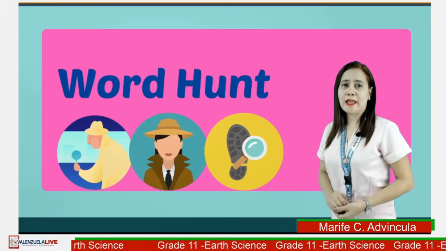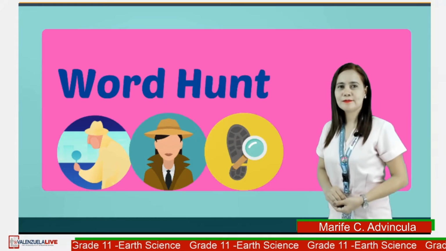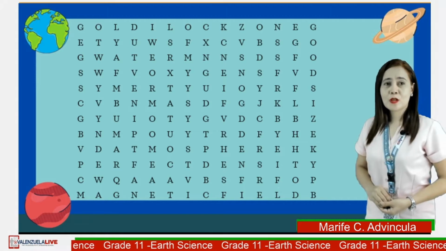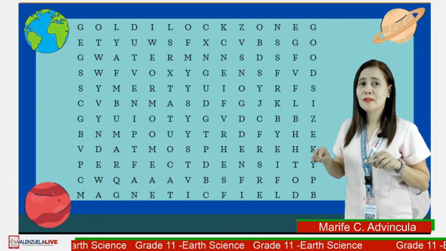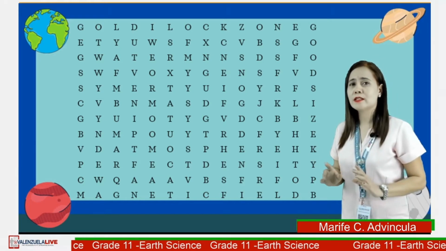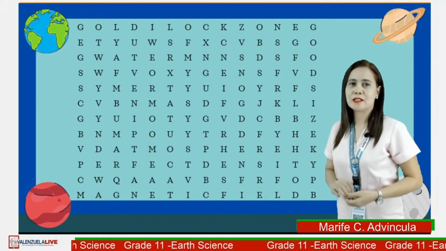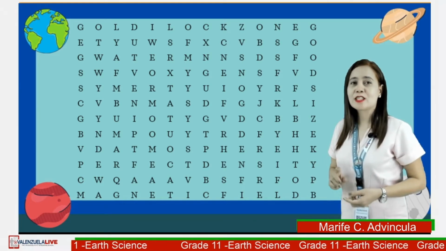Let us first play a word hunt. All you have to do is to type in the comment section the word or words that you can see which represent why Earth is a special planet. So, are you ready? Let's begin.